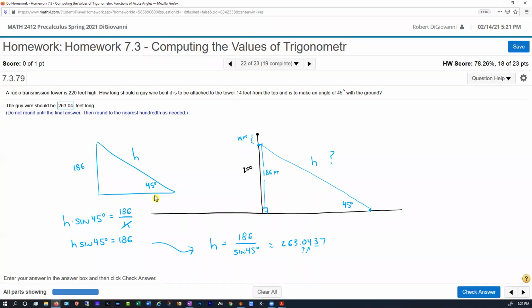Oh, that's incorrect. Okay, so I messed something up here. So just make sure I get 14 feet from the top. 186. Okay, we want it to be 45 with the ground. So we want that 45 in degree mode. Do not round to the final answer. Did I type it in right? Yeah. Round to the nearest hundredth. Okay, something ain't right here. So 186. Let's try something this way. Just hold on a second.